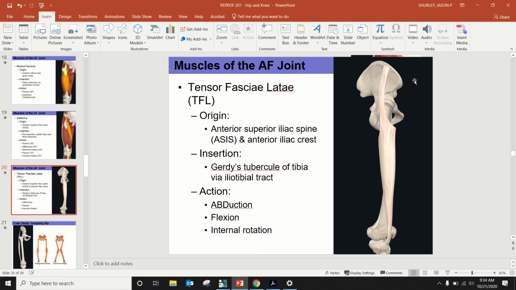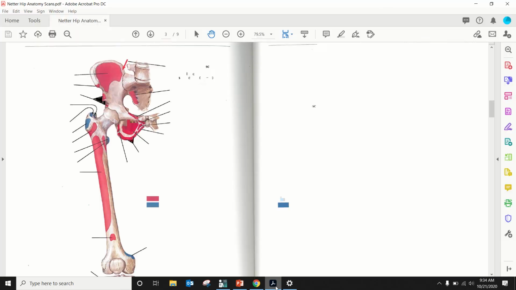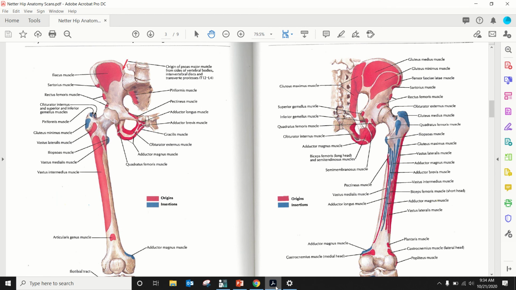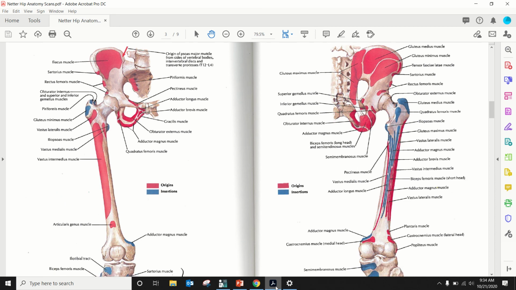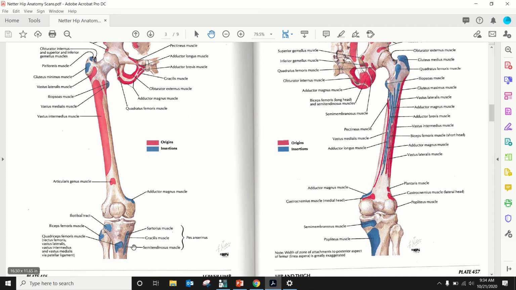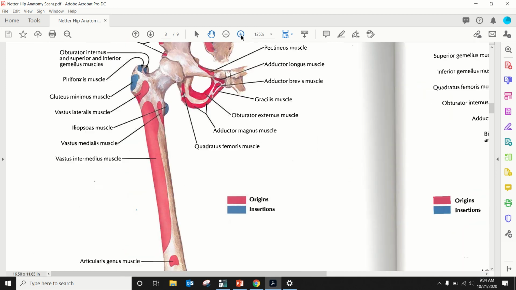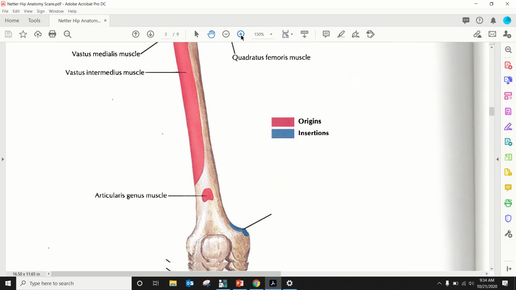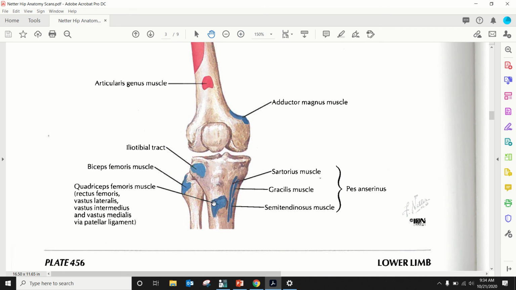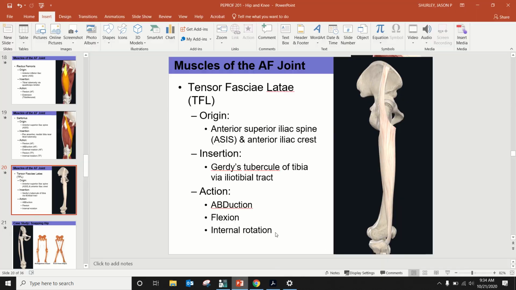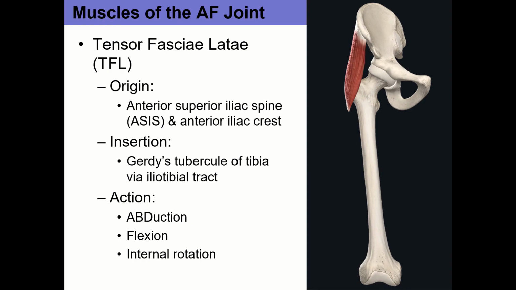And while I'm thinking about it, this PDF, when it pops up, there we go, is up in Canvas. Again, for us, the most useful thing is probably the origin insertion stuff. So in terms of the things I was just talking about with the pes anserine and Gerdy's tubercle, so tibial tuberosity here. You can see three muscles insert there along the medial aspect of the tibia. That's the area of the pes anserine. And then where the iliotibial tract inserts there, that is Gerdy's tubercle. So those are all of those landmarks. And like I said, that's up in Canvas if you want to look at it. It's a pretty helpful little graphic.